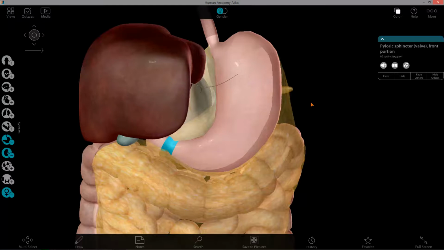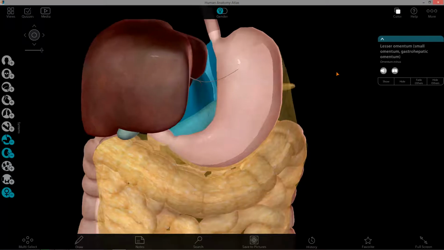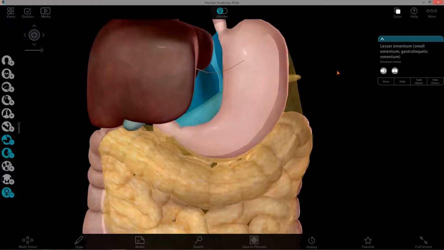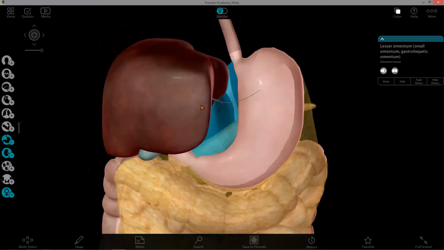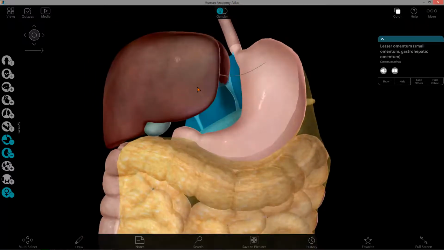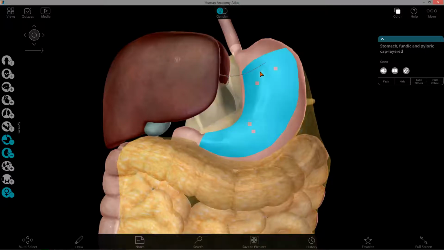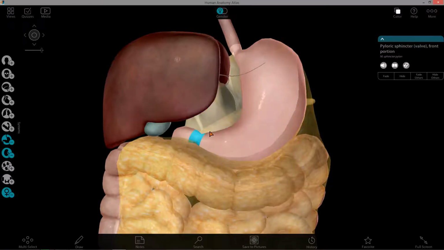Now, backpedaling to discuss the lesser omentum. The lesser omentum is kind of a double layer of peritoneum extending between the stomach and the liver, as well as between the duodenum and the liver. And those two structures known separately are the gastrohepatic ligament, extending between the stomach and liver, and the hepatoduodenal ligament, extending between the liver and the first segment of the duodenum.